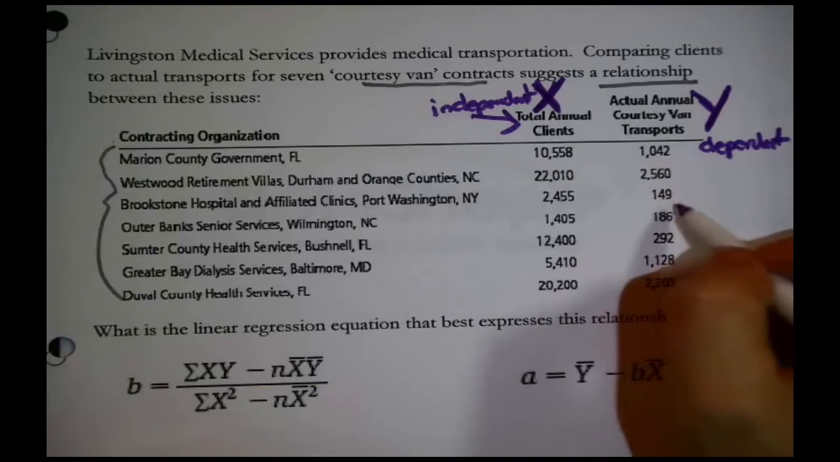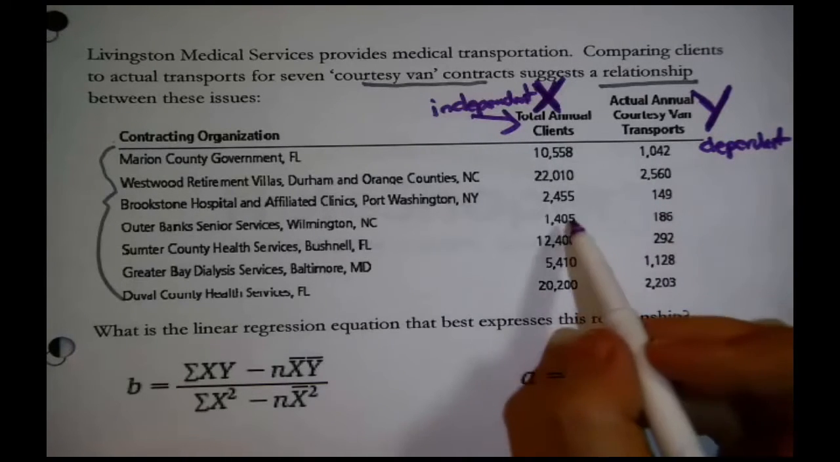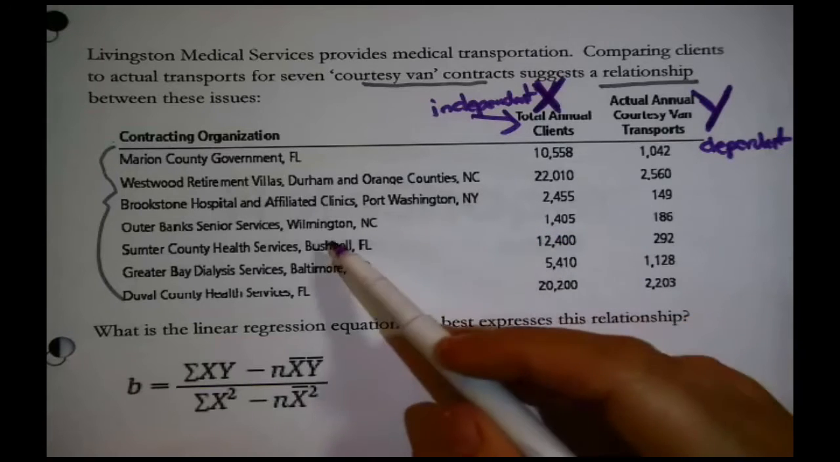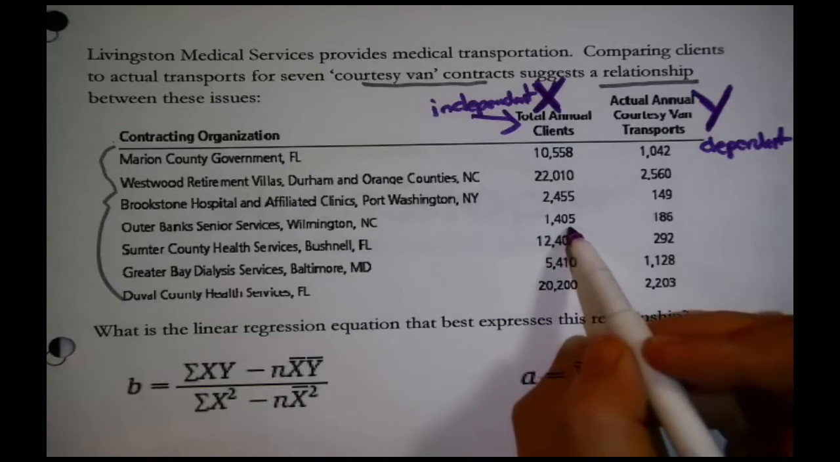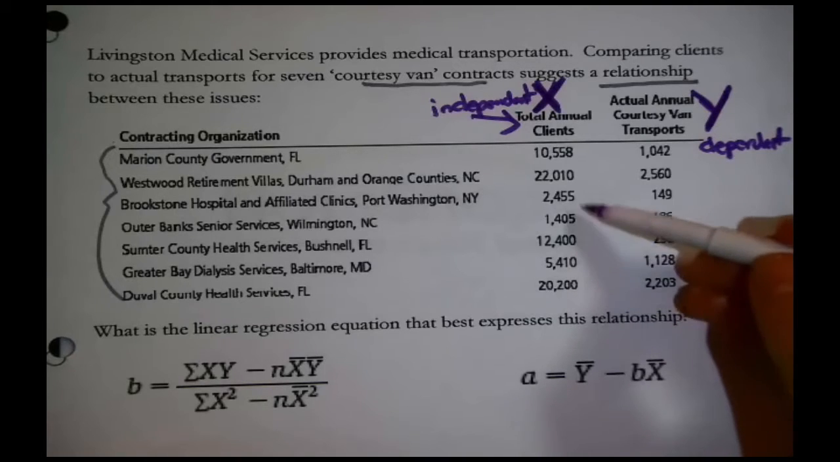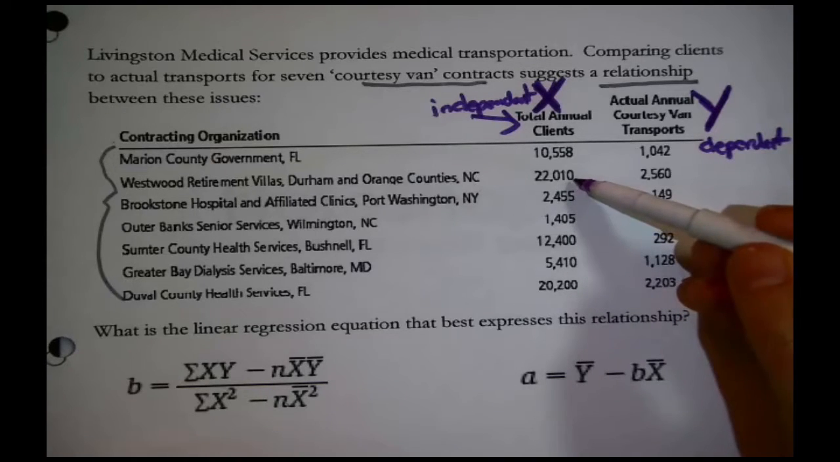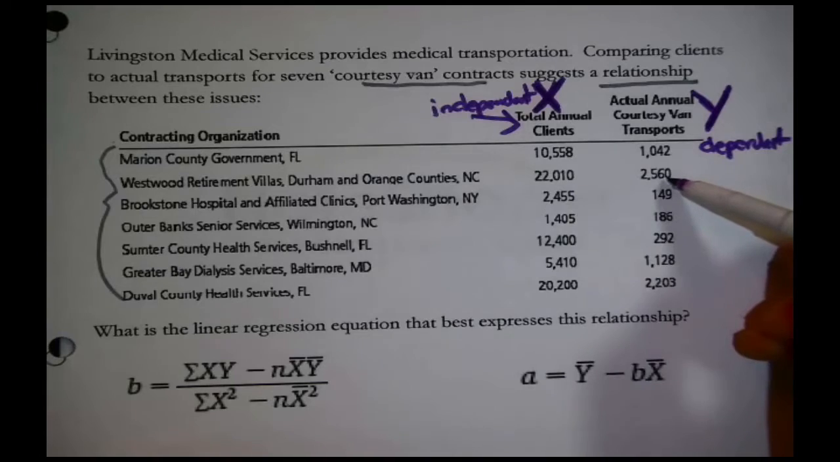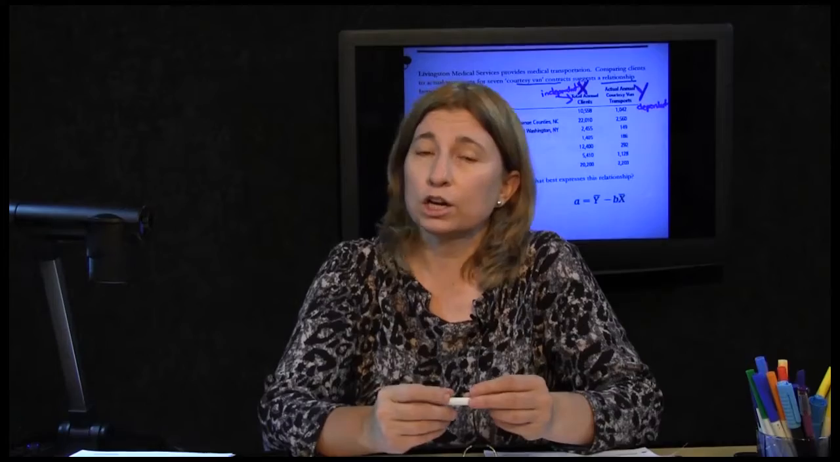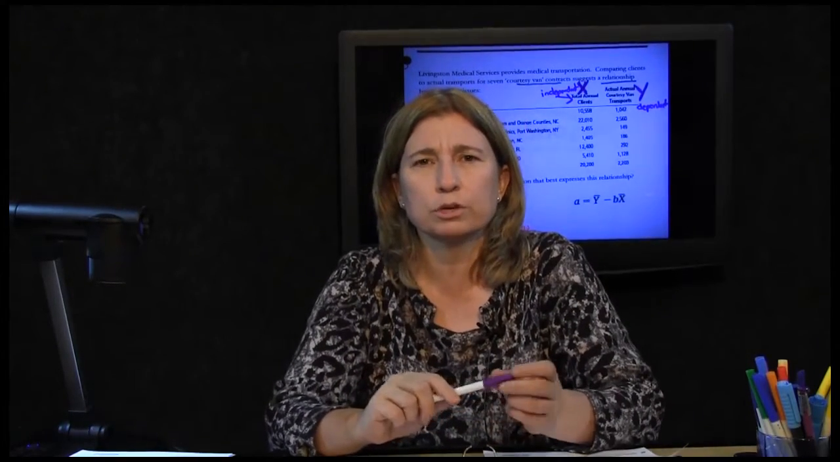And I think I see where they got their hypothesis, because do you notice for the contracts with smaller numbers of clients, like Outer Banks Services in Wilmington, North Carolina, those are also the contracts where only 100 some odd van transports are required, whereas big contracts, 22,000 clients, have a bigger number for van transport. What is the one equation that best expresses what looks like there is a relationship here?